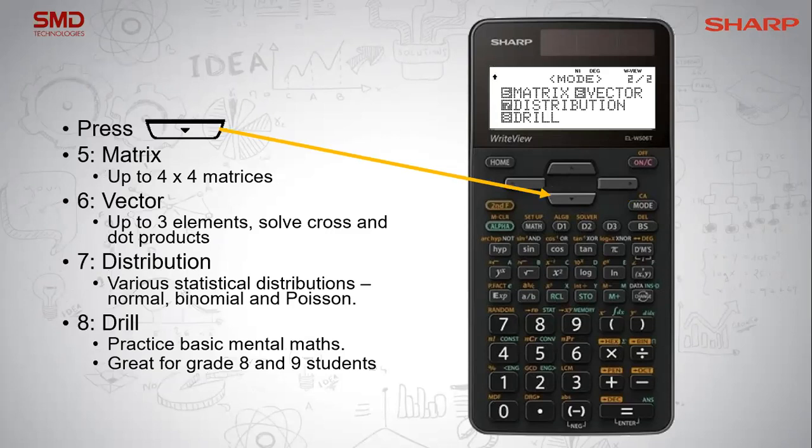Then, of course, we have the matrix, which I'll cover for the AP Maths guys. Then vectors, not really relevant unless you're doing physics as well. Distribution is very advanced statistics. In fact, I don't even think we use them in AP Maths, but I'll take a look once I've had more time and put together a statistics webinar for that. And then, of course, our drill function for the grade 8 and 9 students, which is also available on our 535 and S25 junior quiz calculator as well.